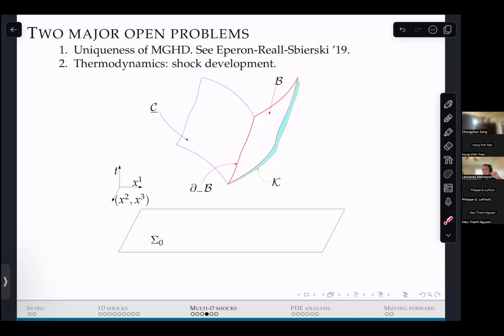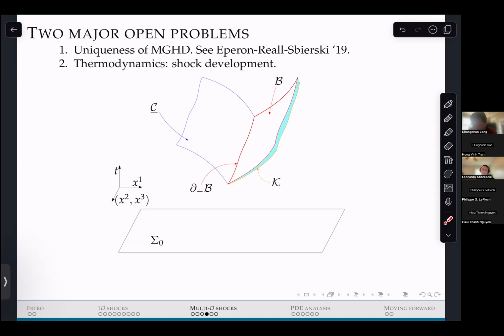And this curve in 1D or this surface in 3 space dimensions, it emanates from the crease, okay? And this is another surface that you have to construct. It is not given to you. It is another fully nonlinear free boundary problem. And across this surface K is where the laws of thermodynamics tell you that the solution jumps, okay?